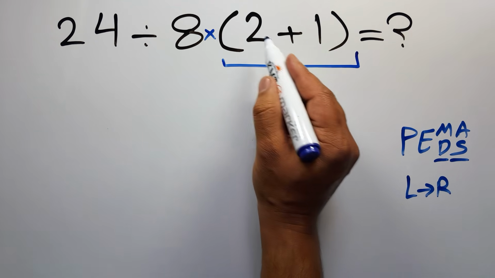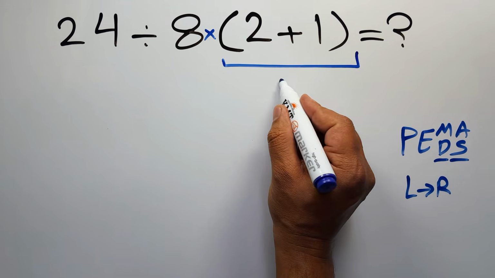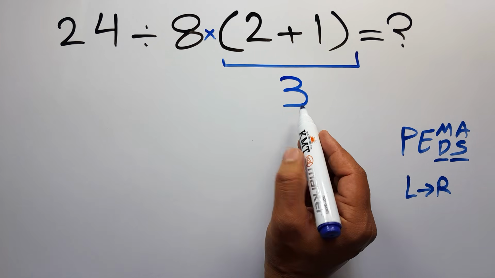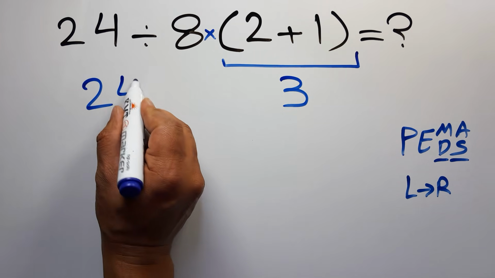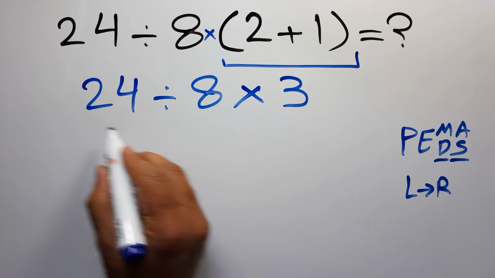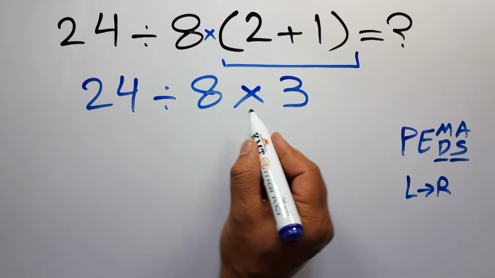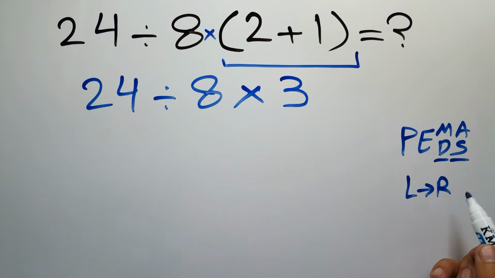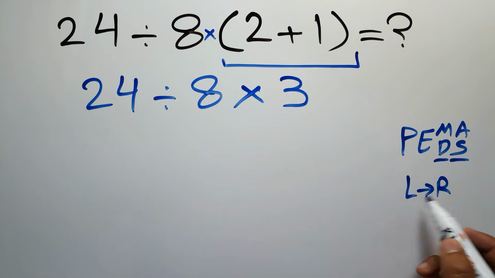Inside this parentheses, we have 2 plus 1, which equals 3. So we have 24 divided by 8, then times 3. Now, in this expression, we have one division and one multiplication. As I said, multiplication and division have equal priority and we have to work from left to right.